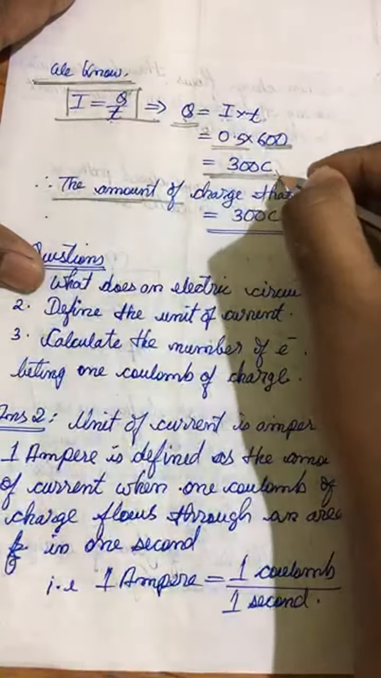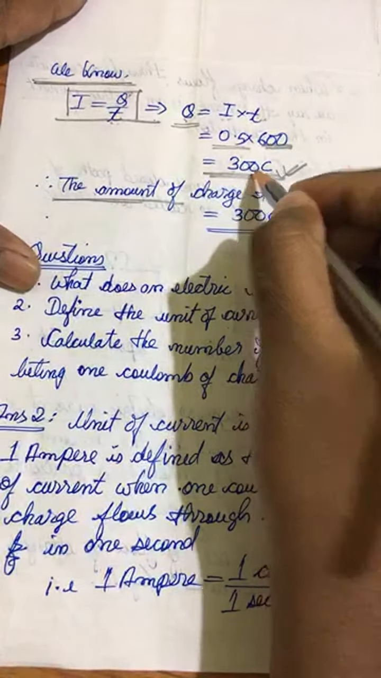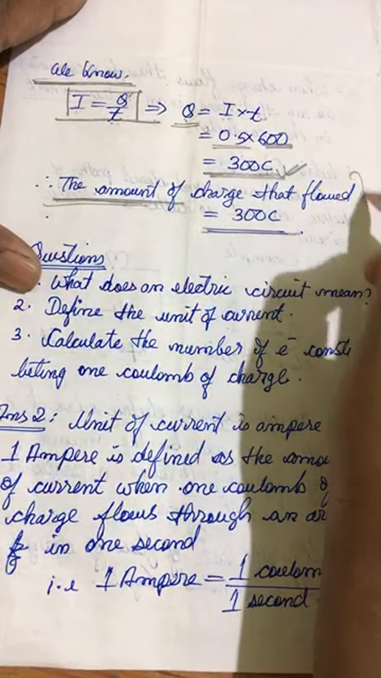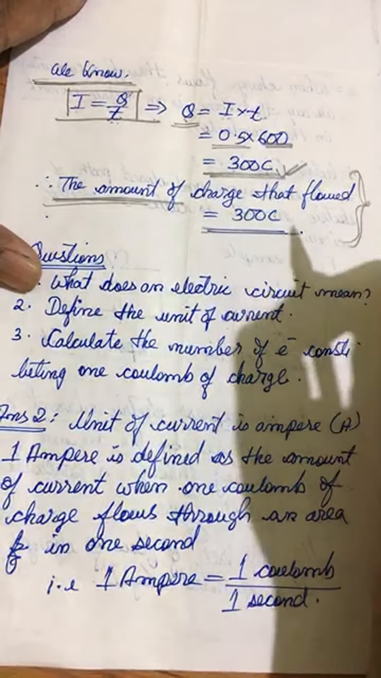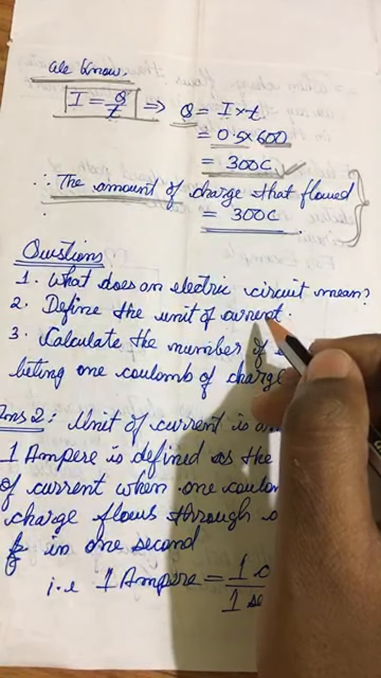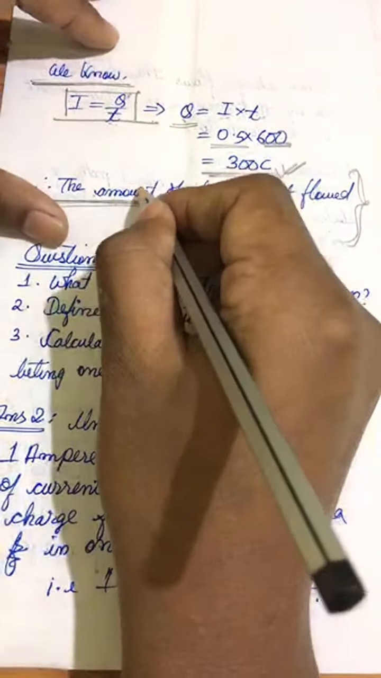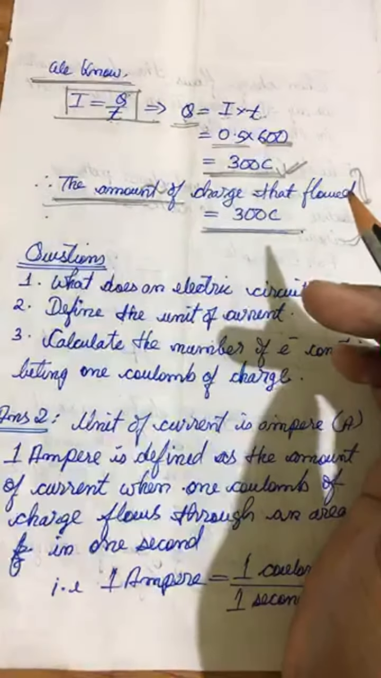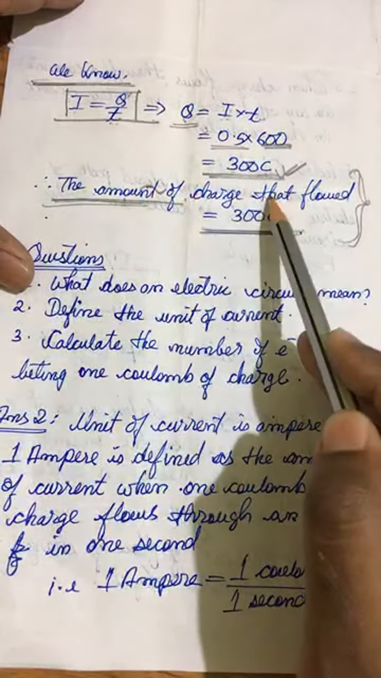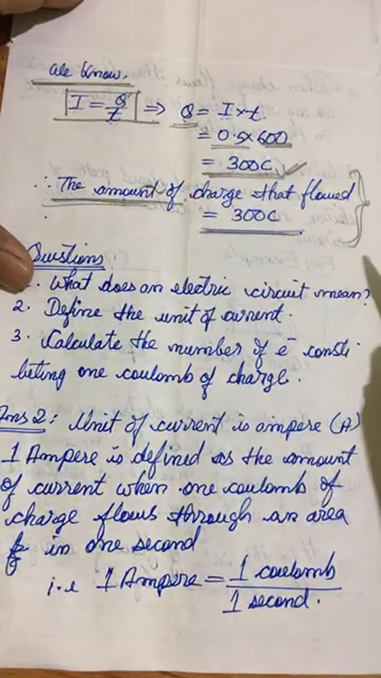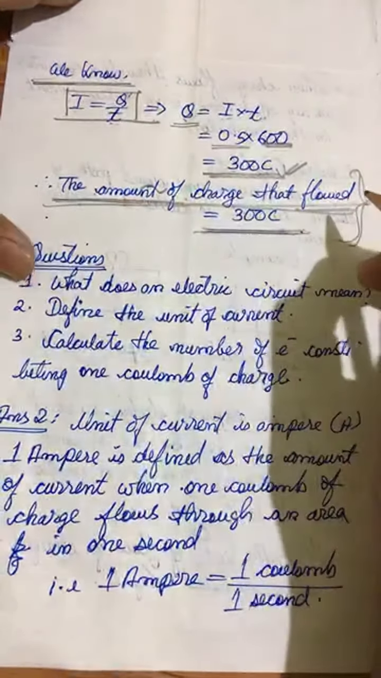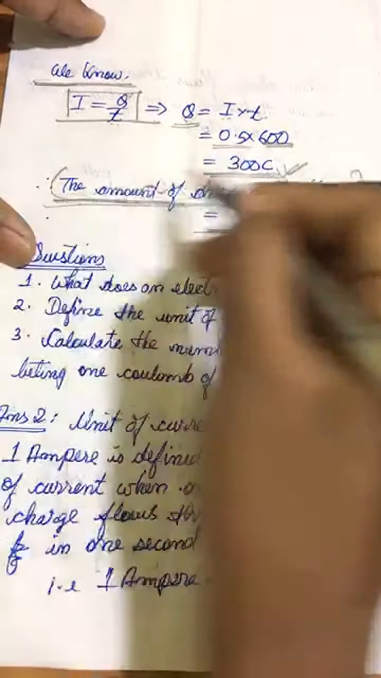So when you find the answer, at last you need to give a final statement. This makes your answer standard in examination. Many students do not write a final statement, but if you write it, you create an impression on the teacher. So the final statement: therefore, the amount of charge that flowed through the conductor is 300 Coulomb. You can give your final statement in your own words.